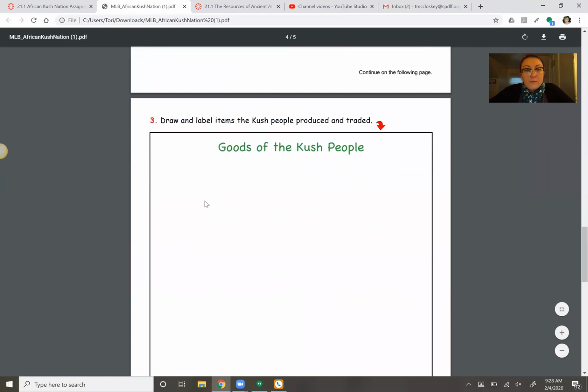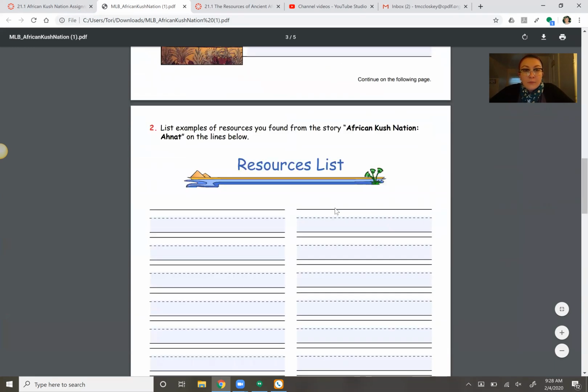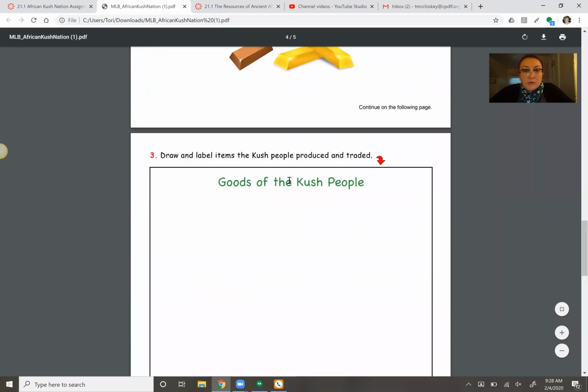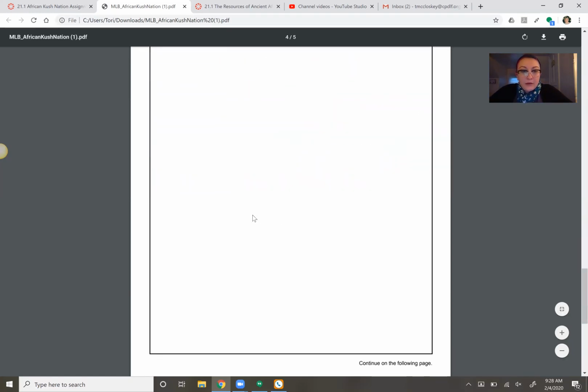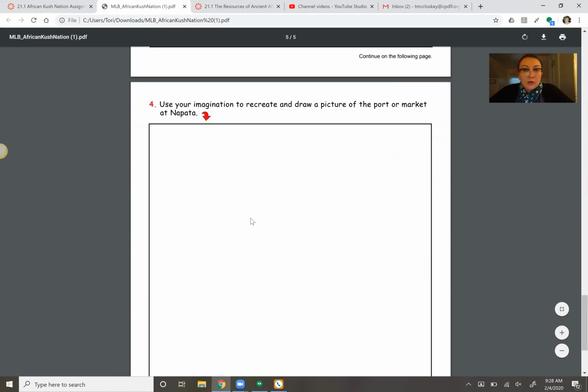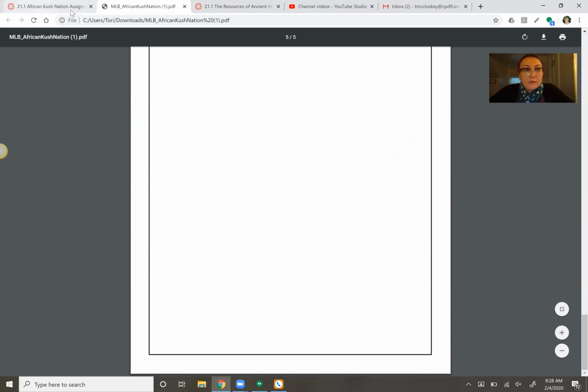All right, and that's on page 4. You're going to draw and label items the Kush people produced and traded. So go back to your notes from yesterday and look at your resource list, because you're going to pull from that to draw and label. And you're going to use your imagination to recreate and draw a picture of the port or market at Napata. So that is what you're doing today. And that'll be that. If you have any questions, just let me know.